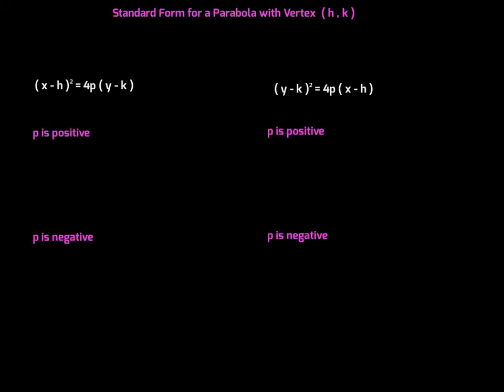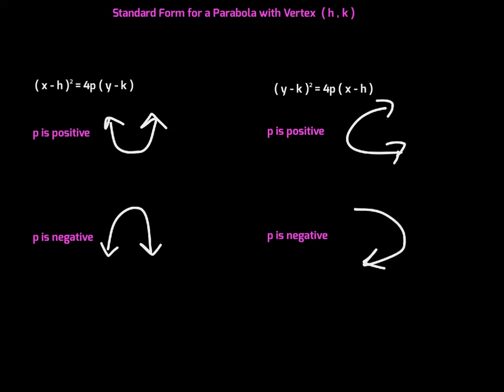So when x is being squared and your p-value is positive, you know your parabola is going upward, yeah? If your x is being squared and p is negative, you know your parabola is going downward. If y is being squared and p is positive, then you have a parabola going to the right. And when your y variable is being squared and p is negative, your parabola is going to the left. Okay, everybody? I think we are ready for our first example.